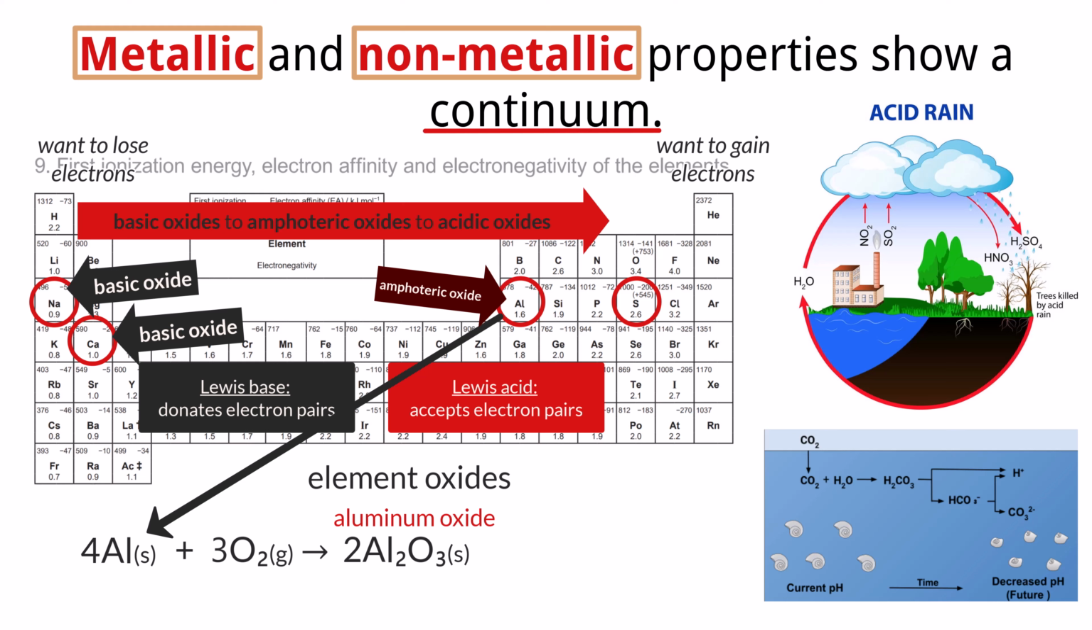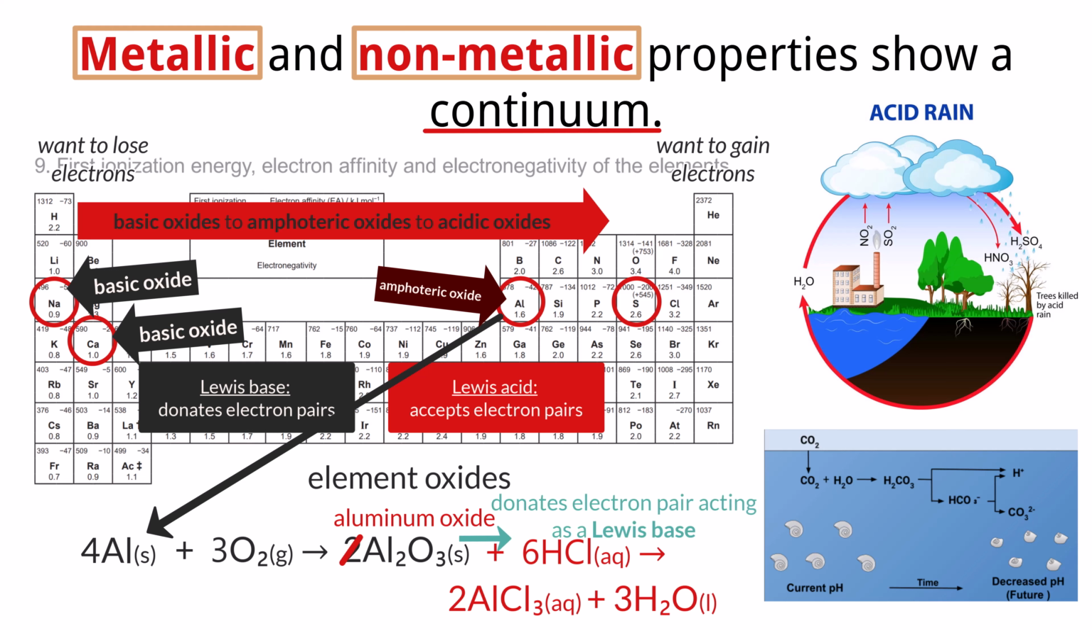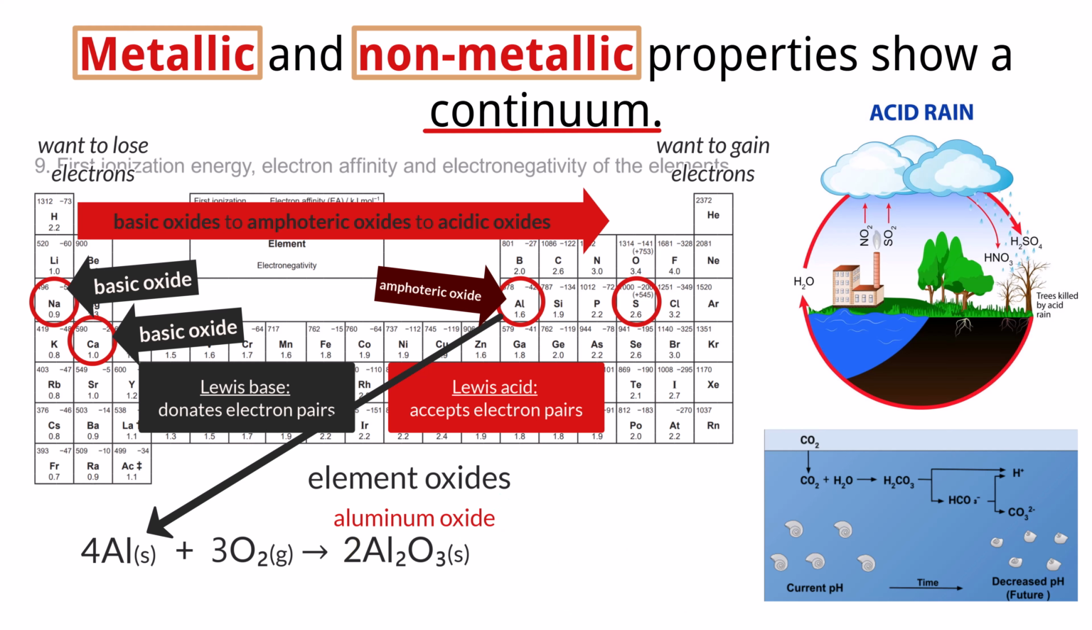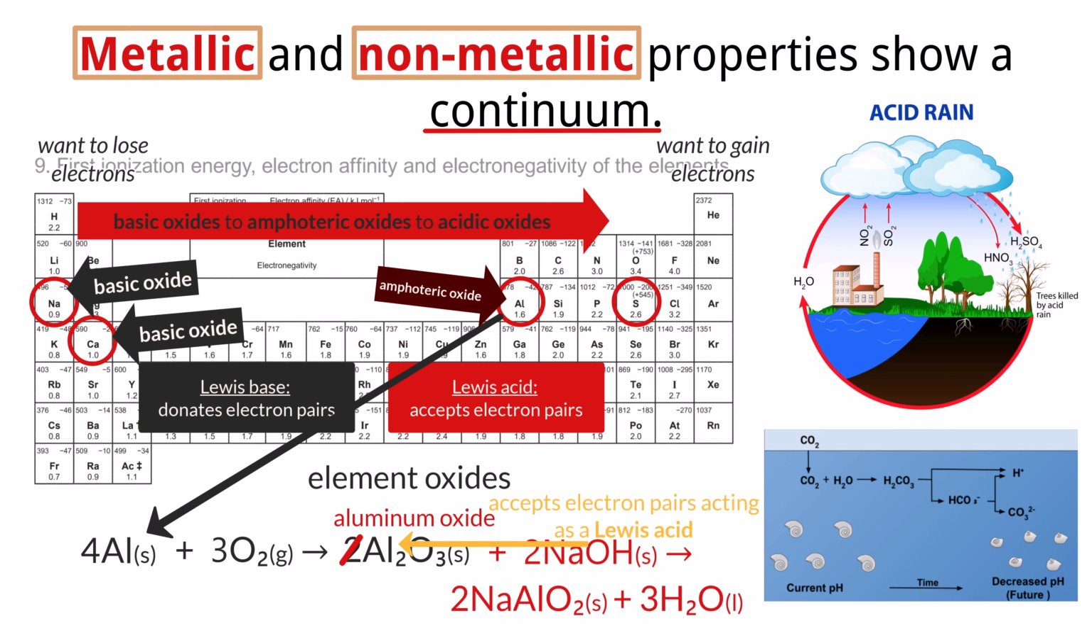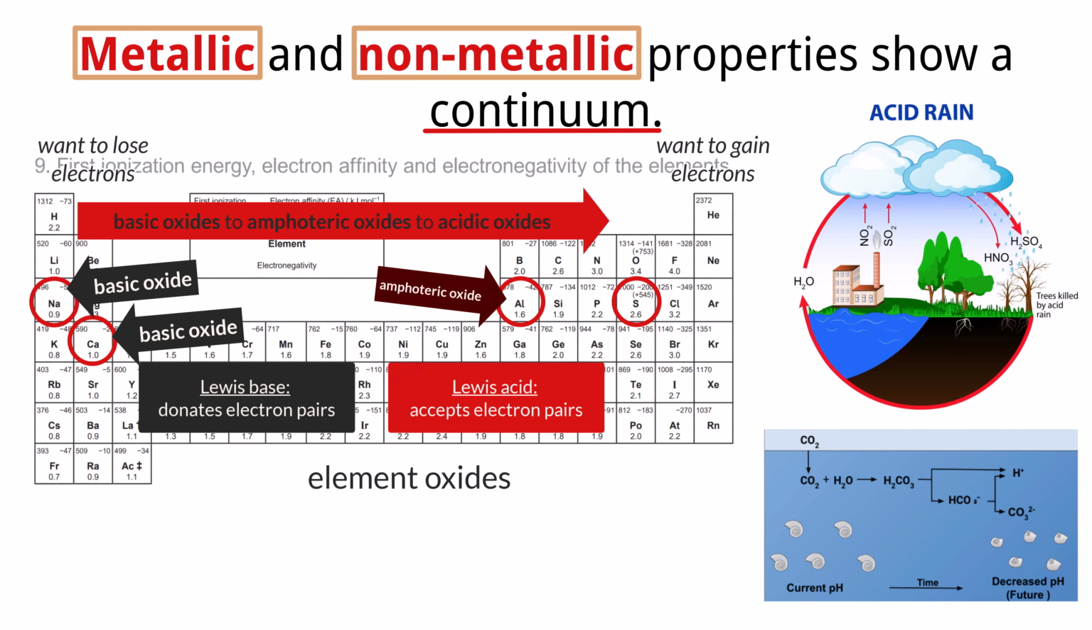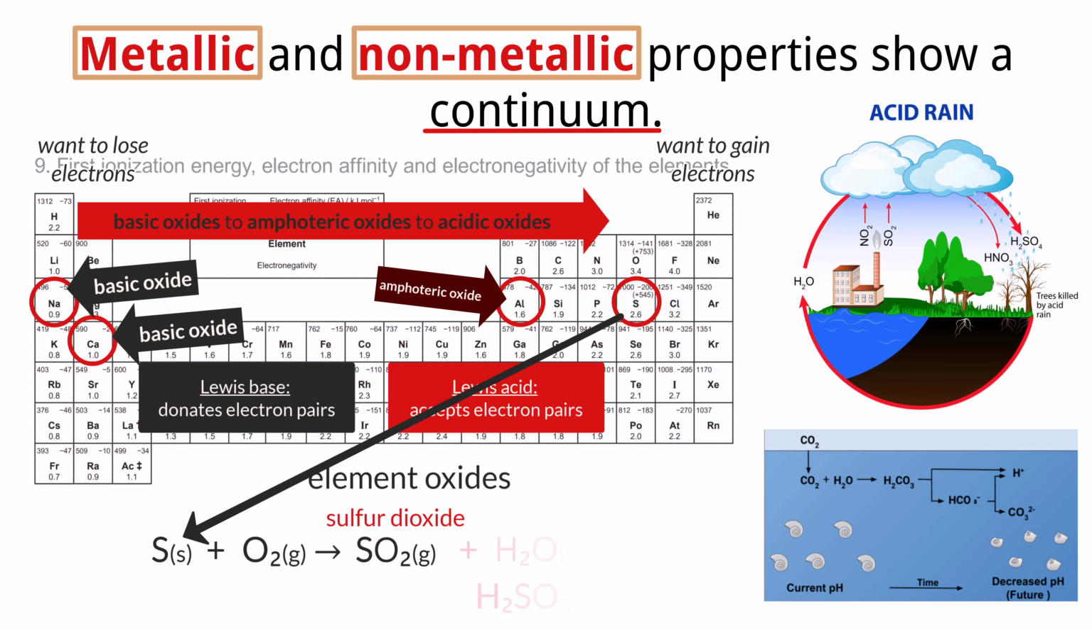For example, when aluminum oxide reacts with a strong acid like hydrochloric acid in water, it acts as a Lewis base by donating electrons from the oxygen to the hydrogen, which also accepts the protons, creating water and neutralizing the acid. When aluminum oxide reacts with a strong base in water, such as sodium hydroxide, it acts as a Lewis acid by the aluminum center accepting electron pairs from the hydroxide ion, forming sodium aluminate and water, which neutralizes the base. Lastly, we can move further to the right of the periodic table and look at sulfur dioxide. Sulfur dioxide can react with water and acts as a Lewis acid to form sulfurous acid.